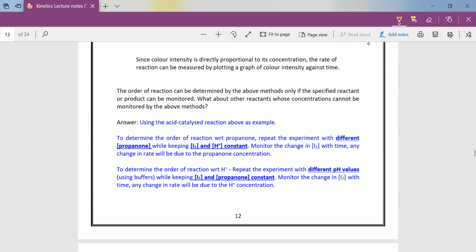To determine the order of reaction with respect to H+, we repeat the reaction with different pH values using buffers while keeping the I2 and propanone concentrations constant. Then again, we measure the change in I2 with time. So any change in rate will be due to the H+ concentration.